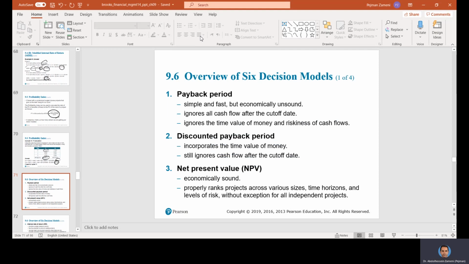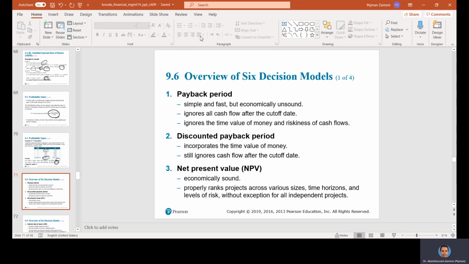Overview of the 6 decision models. In here, we're just comparing the pros and cons of the different models. Payback period: simple and fast, but economically unsound. Ignores all cash flows after the cut-off date. Ignores the time value of money and riskiness of cash flows. Discounted payback period: incorporates the time value of money, but still ignores cash flow after the cut-off date.